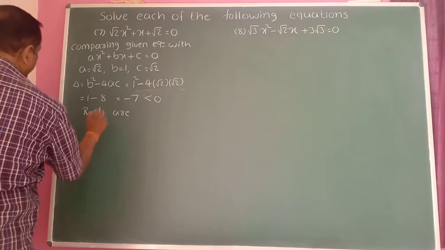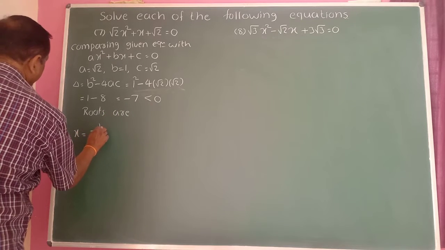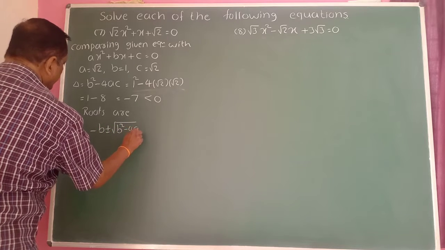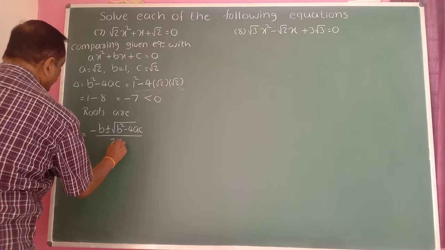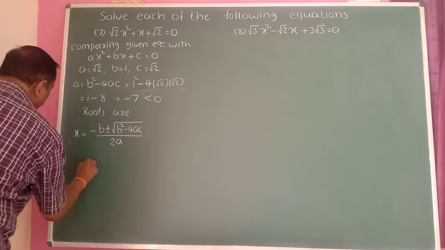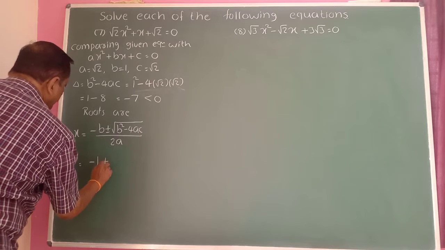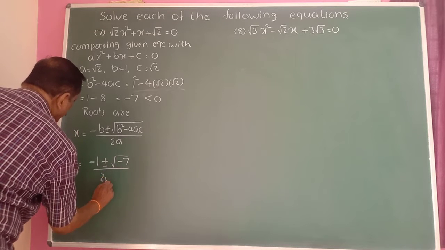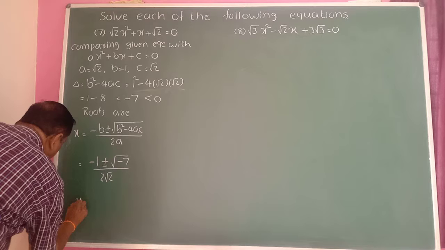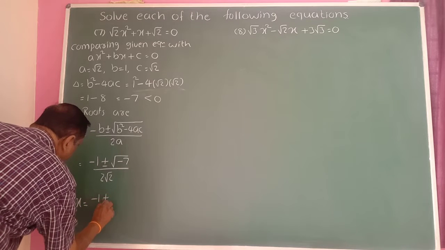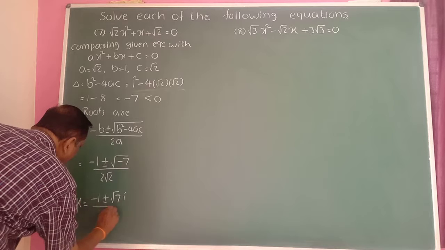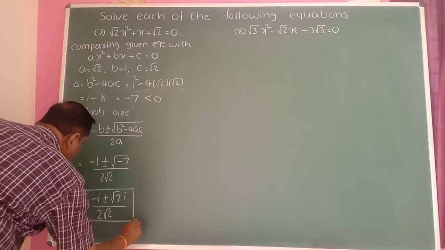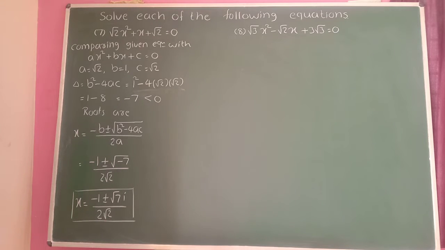Roots are given by x equal to minus b plus or minus root of b square minus 4ac divided by 2 into a. Therefore, this is equal to minus 1 plus or minus root of minus 7 divided by 2 into root 2. Therefore, x equal to minus 1 plus or minus root 7 into i divided by 2 root 2. So these are the roots of the quadratic equation.